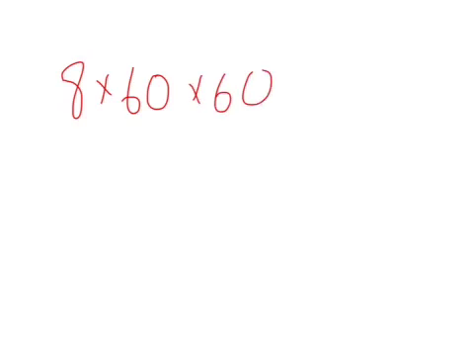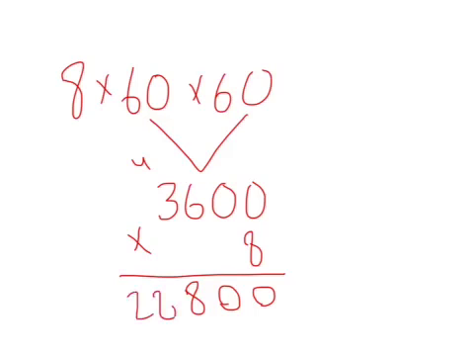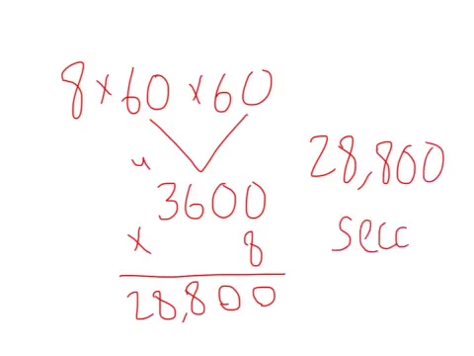I could do this any way I want. I could do 60 times 60 first and multiply by 8. In this case, I'm going to do 60 times 60. I know that 6 times 6 is 36, and there's 2 zeros, so it's 3,600. Then I take that 3,600 and multiply it by 8. 8 times 0 is 0, 8 times 0 is 0, 8 times 6 is 48, carry my 4. 8 times 3 is 24, add 4 is 28. So my answer is going to be 28,800 seconds in 8 hours.